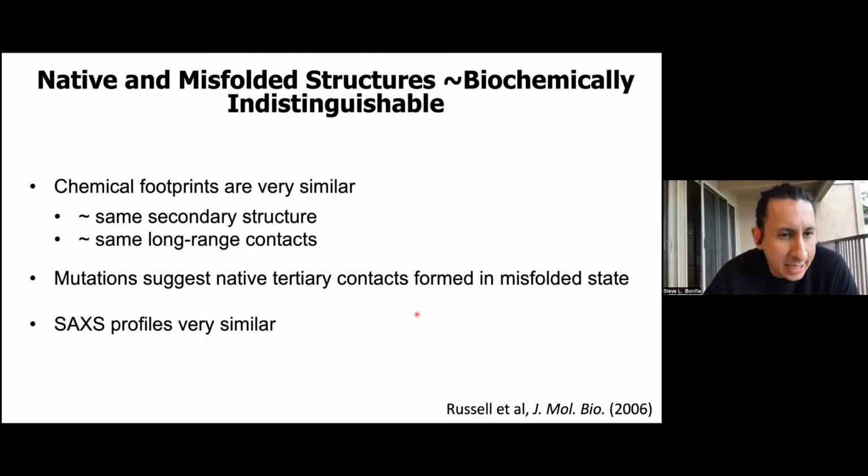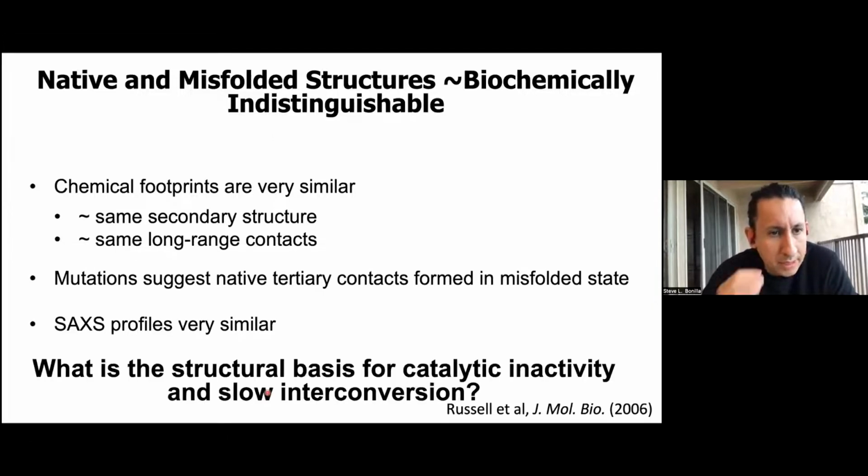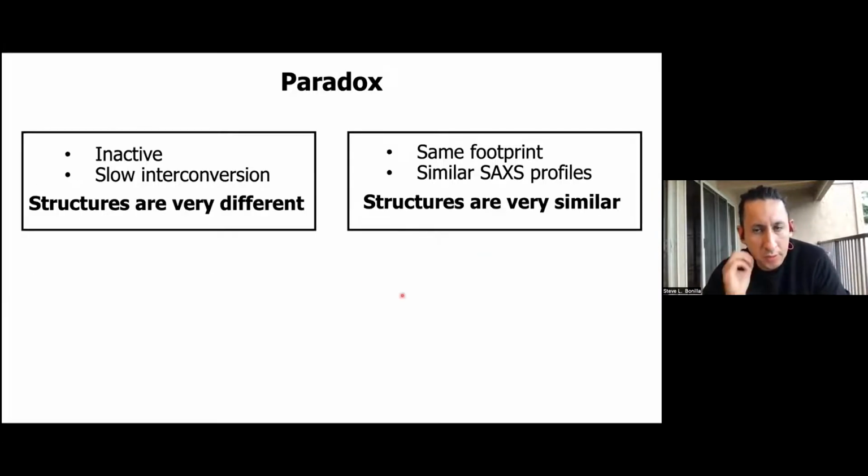And then they did SAXS, and they showed that the SAXS profiles were very similar, although there were some differences that suggested that the misfolded state is a bit less compact than the native state. So that presented this puzzle, because then, given these similarities between these two different states, what is the structural basis for the catalytic inactivity of the misfolded state, and why will it take such a long time for one to refold into the other? So that is this paradox that I referred to earlier.